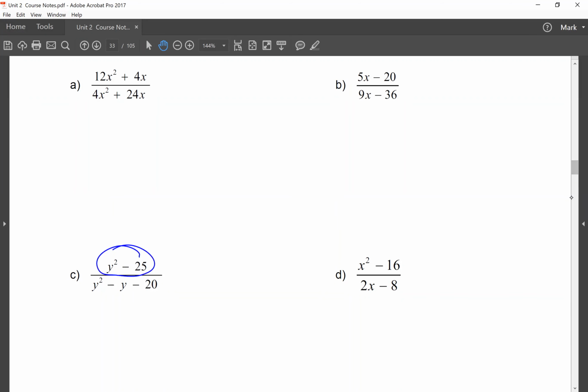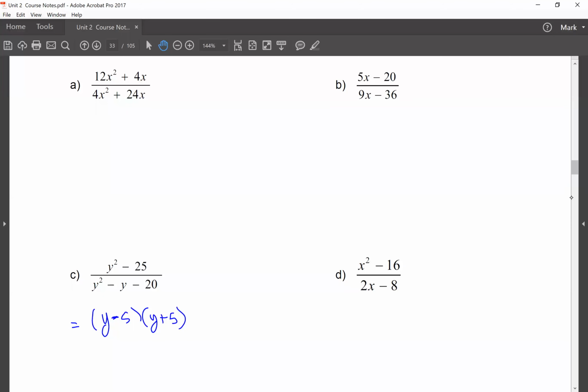This looks like a difference of squares. The bottom is what we would call a trinomial. So let's see if I can make this simpler. The top is a difference of squares. This would be y minus 5 and y plus 5. We just did that, so hopefully I don't have to review that part.